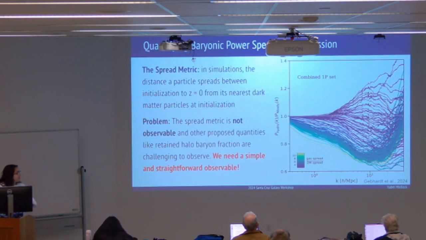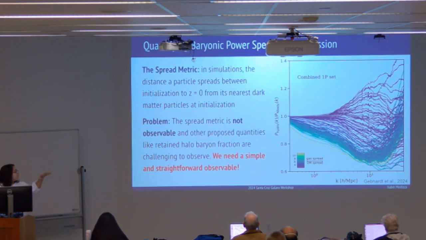Matt Gebhardt in the CAMELS collaboration recently put out a paper measuring the spread metric, which was first introduced by Jeff Burrows in 2019. Basically, the spread metric is the distance that a particle will spread between initialization and redshift zero, from the nearest dark matter particle. And this can be measured through both gas particles, baryonic particles, and dark matter particles.